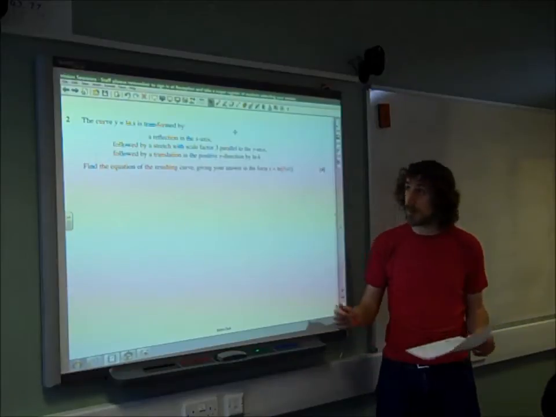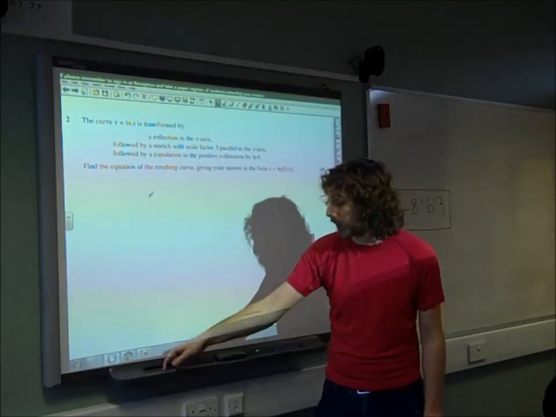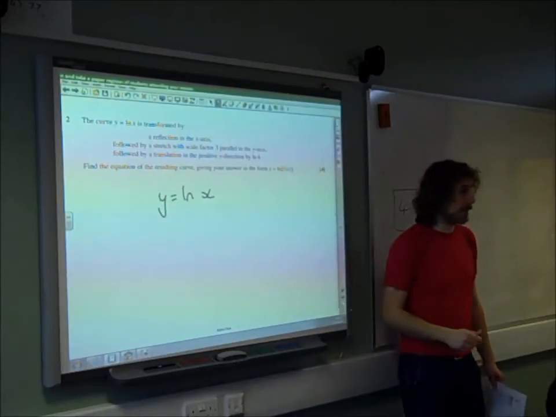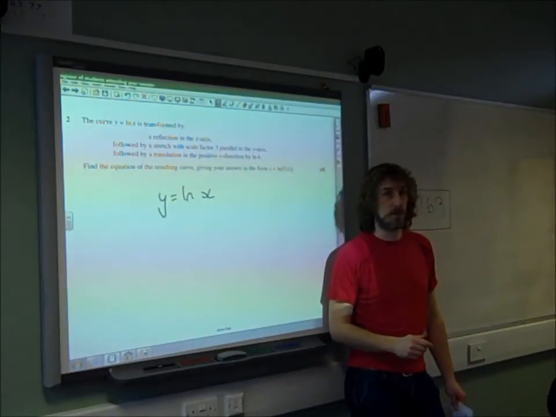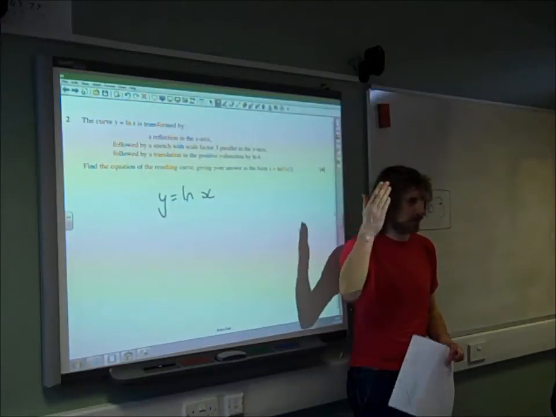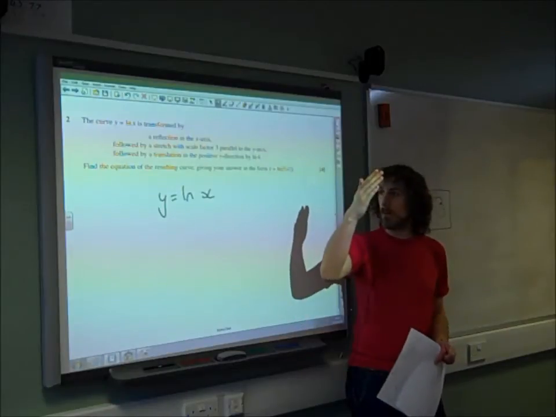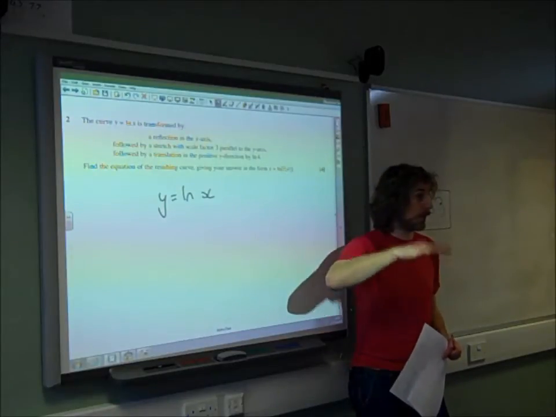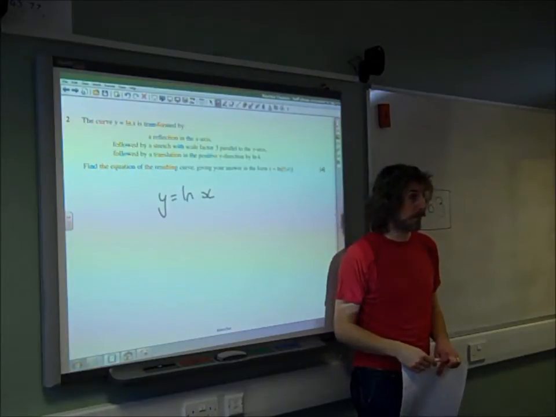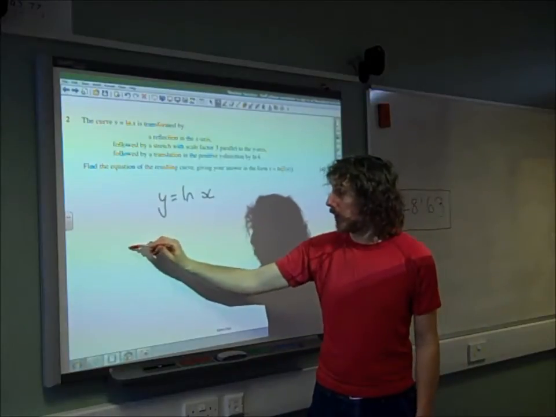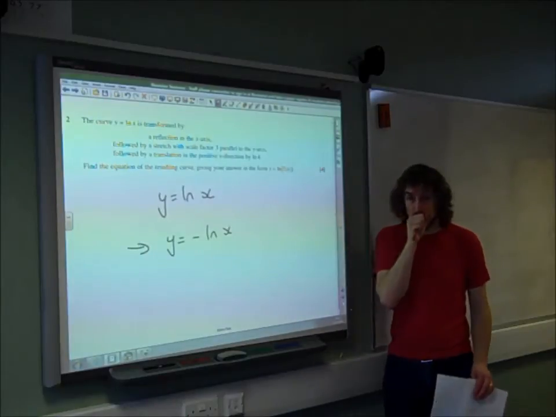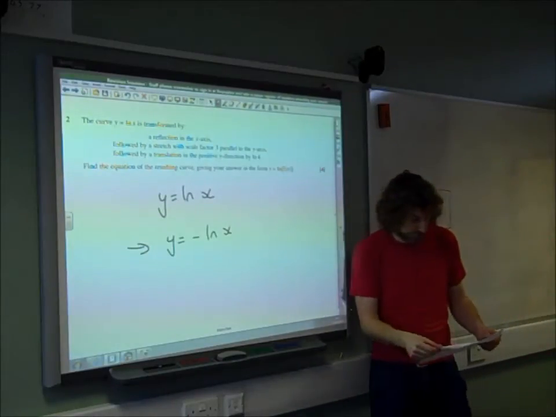So we start with y equals natural log of x. There it is. And we're told that that is reflected in the x-axis. Well, that reads at first like it's an x direction thing, but it's not, is it? Reflecting in the x-axis means multiplying by -1, isn't it? That's a stretch, scale factor -1. So the next thing that happens is it looks like that, a reflection in the x-axis.